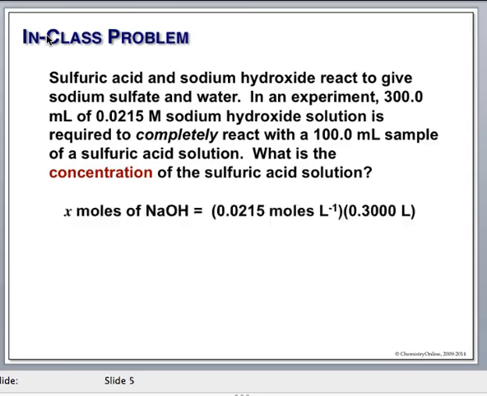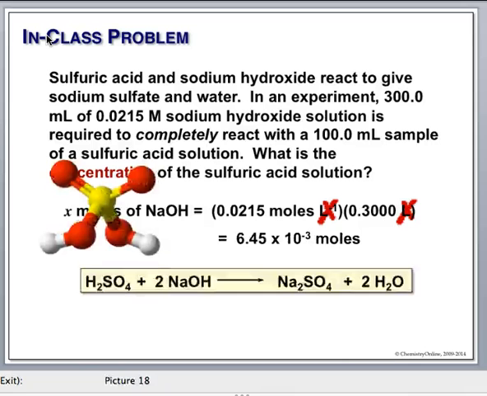Our moles of sodium hydroxide are simply concentration times volume. Remember to always convert things to liters. Do our calculation here. We have 6.45 times 10 to the minus 3 moles. Now our stoichiometry, 2 sodium hydroxides for every sulfuric acid.